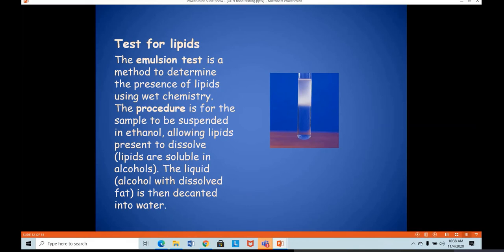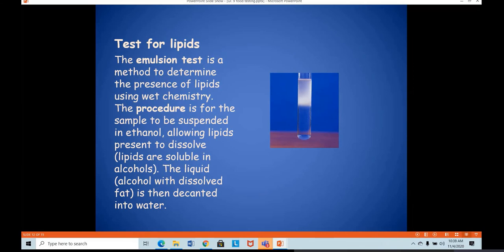Okay, so the procedure is for the sample to be suspended in ethanol, allowing the lipids present to dissolve in it, as the lipids are soluble in alcohol. Then the liquid alcohol with dissolved fat is decanted into the water, meaning it is suspended like this, okay, without getting dissolved. Excuse me. So this is how you test for the presence of lipids.